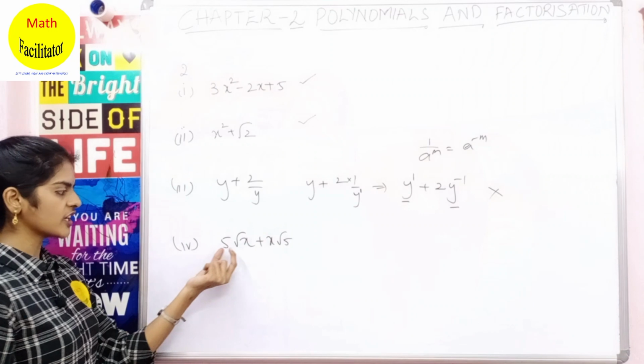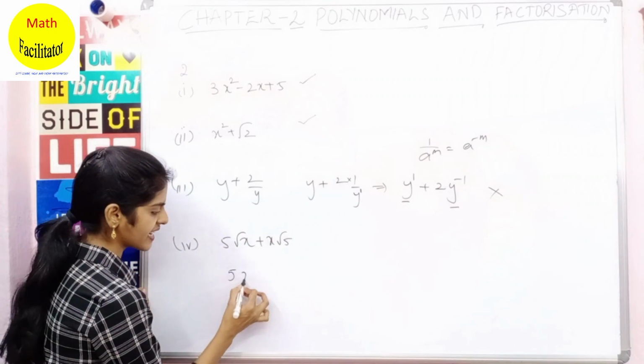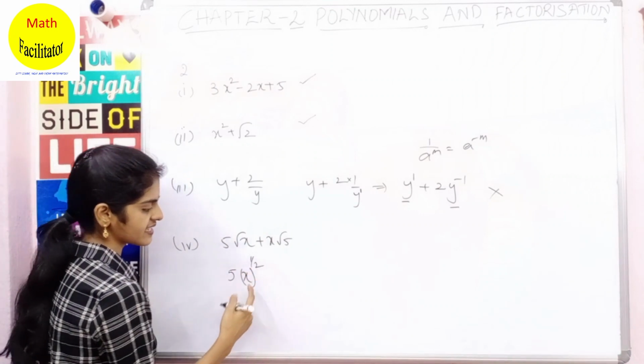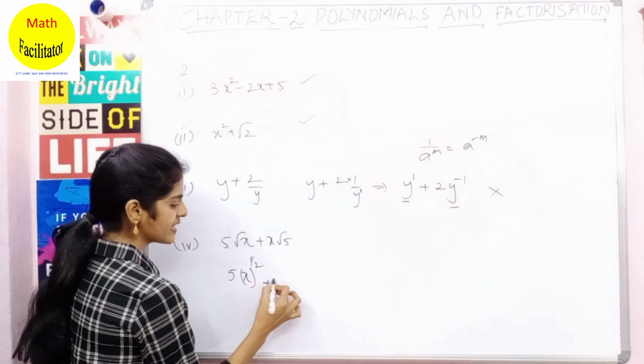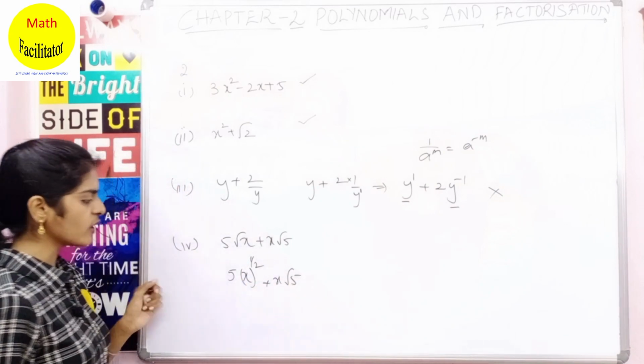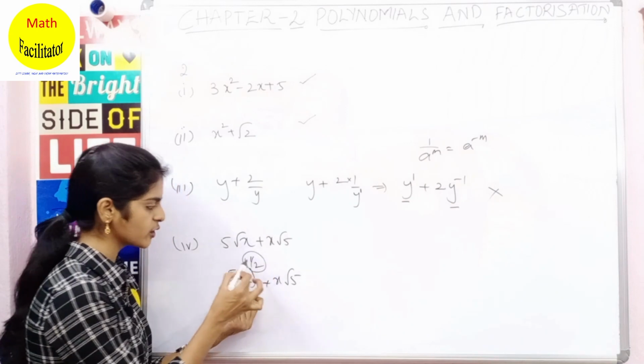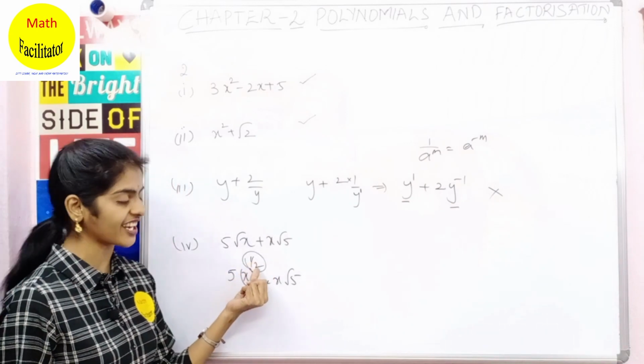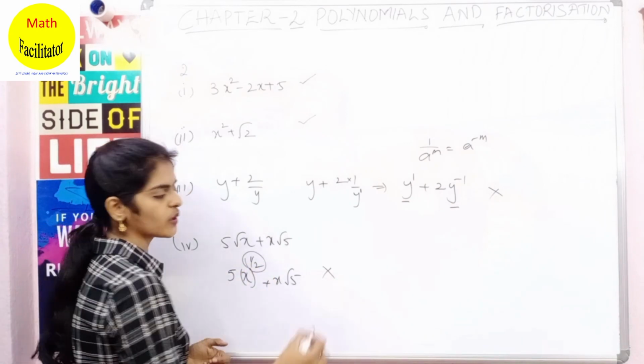Clear? Now here this is nothing but 5 root x, which is 5 x power 1 by 2, plus x root 5. Now x has a power 1 by 2 which is not integral, it is a fraction. So this is also not a polynomial.